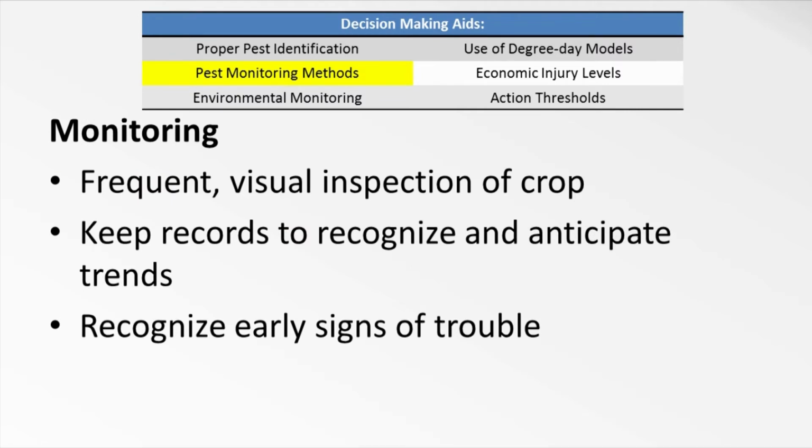Monitor and be on the lookout for pests frequently. The best time to respond to a pest outbreak is when it's small and easily manageable. Regular checks will help you catch things early. Keep records of what you see so you can recognize trends and anticipate when the pest population is going to get out of hand. Look for signs of the pest as well as symptoms.